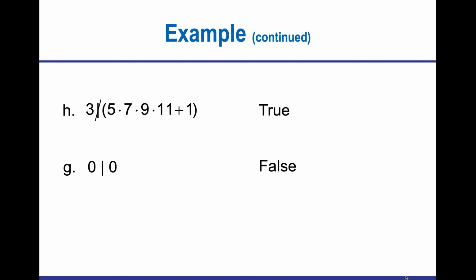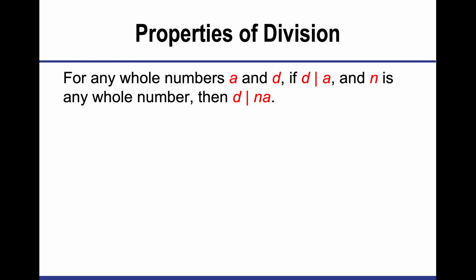This is a common one that gets students. 0 cannot be divided into 0 groups. 0 is empty, so there's nothing to put into a group of 0. Even though you have 0 groups, it's an empty set. And so that's the real issue here when we're trying to deal with 0 divided by 0.